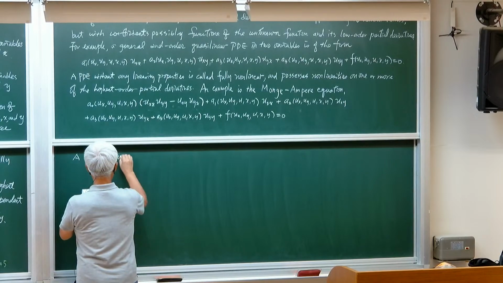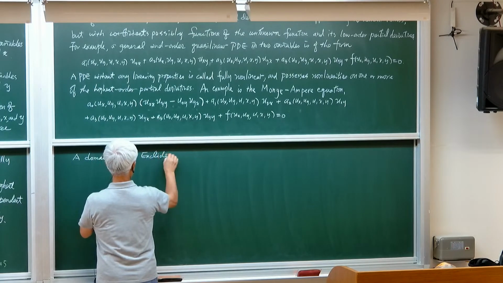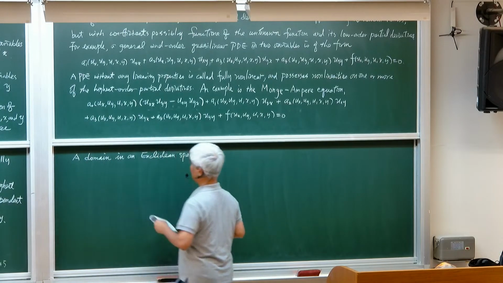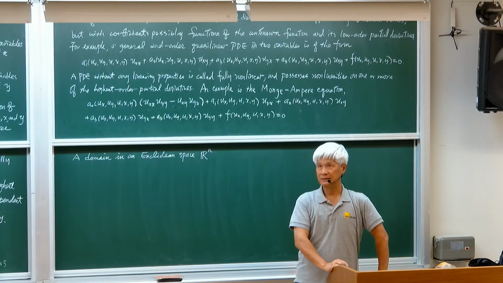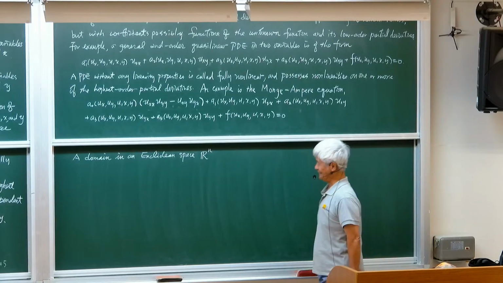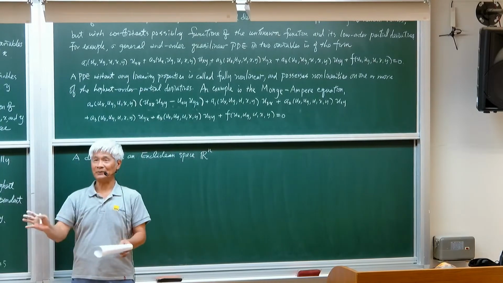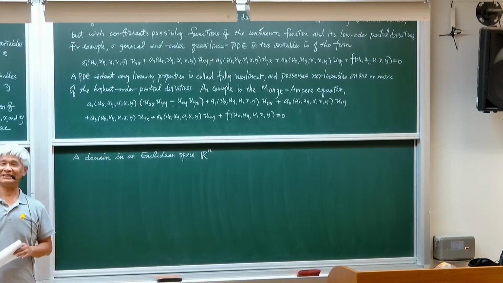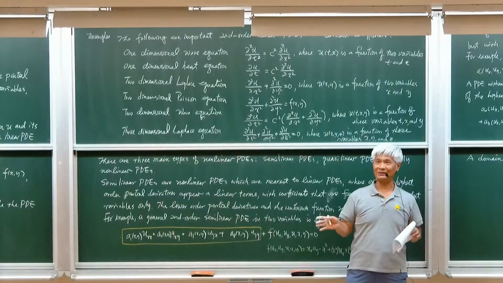A domain in an Euclidean space R^n. Oh, by the way, in this chapter we focus on real valued functions. Of course, the independent variables are all real variables. Why? Because in physics all the quantities should be real. If you want to measure it, we can't measure complex values.